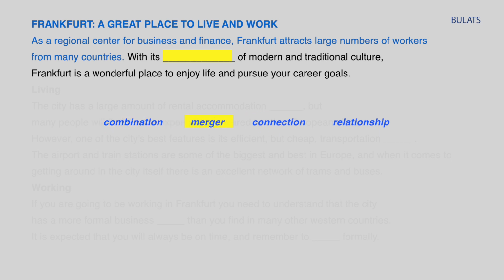B, merger, is a word usually used to talk about the formal joining of 2 companies or organizations. C, connection, means linked together, but not necessarily combined inside one thing. And D, with this meaning, relationship would need to be used with between rather than of, and the meaning still would not be quite right. So that means the best answer is A, combination.